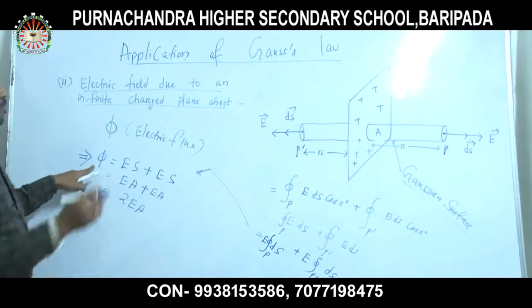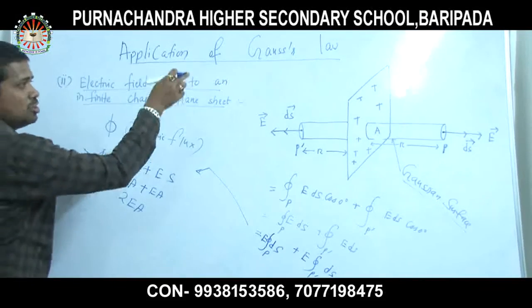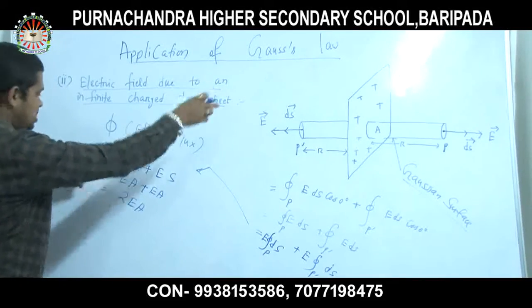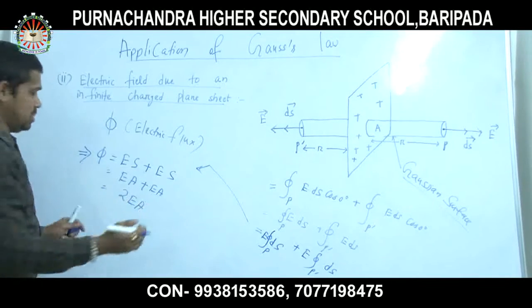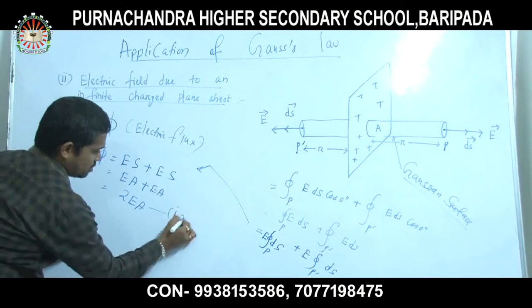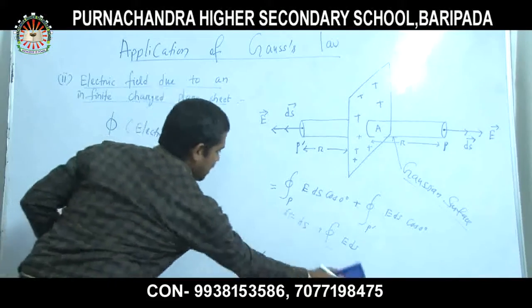Okay. So what is the total flux through this sheet, or total lines of force passing through this infinitely charged sheet? What is the total flux? Now phi is equal to 2EA. Very simple. So let us take equation number 1. The same process I have to follow.